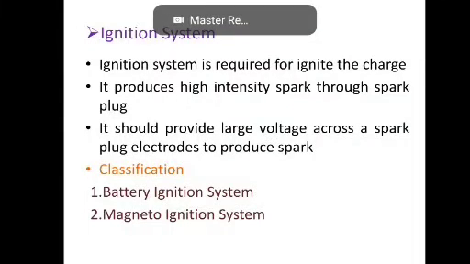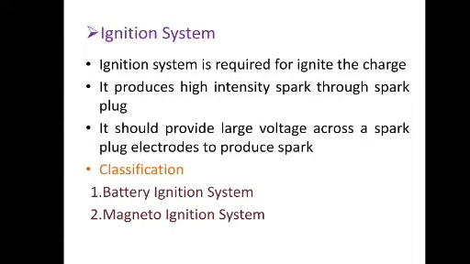Dear students, today we will discuss the ignition system. In an SI engine, we have seen the carburetor supplies a homogeneous mixture of fuel and air to the combustion chamber. Then a spark is initiated by a spark plug before the end of the compression. Now this spark is produced by an ignition system.